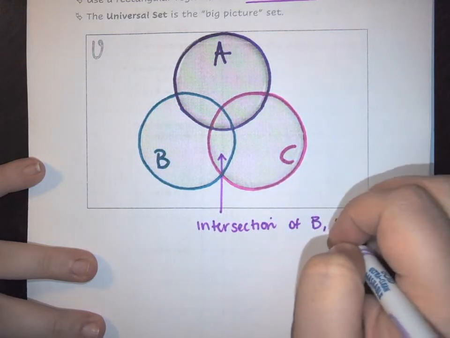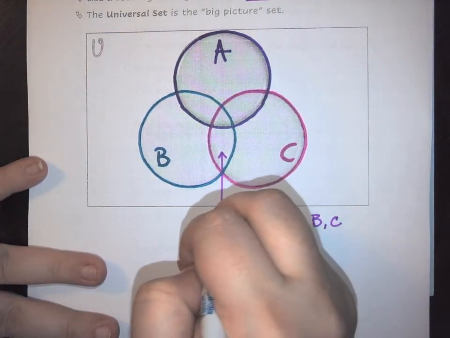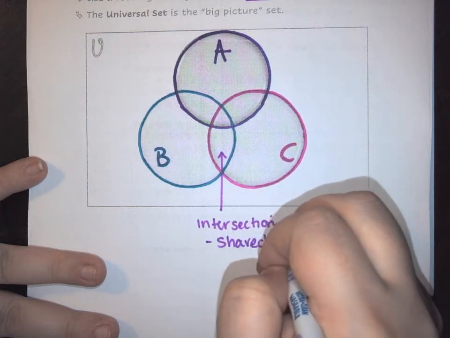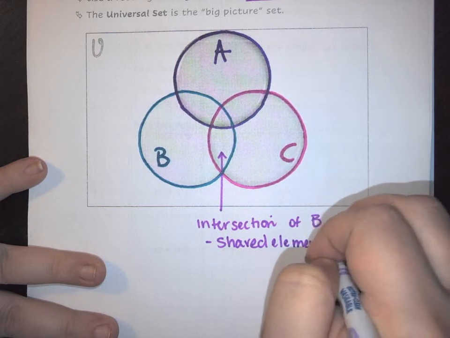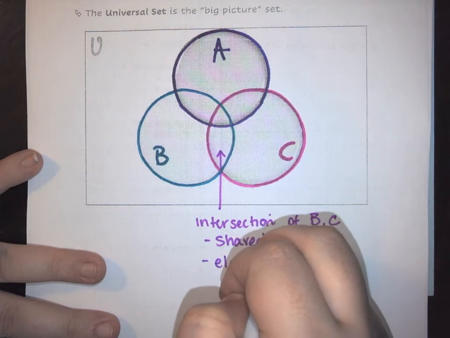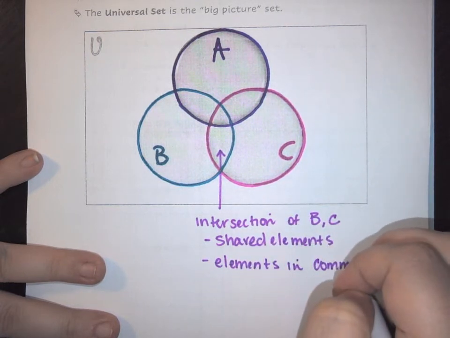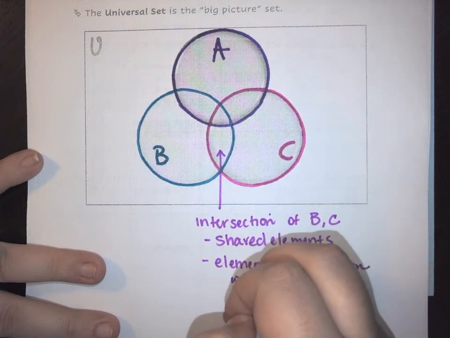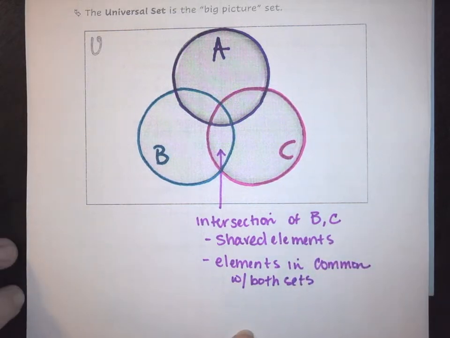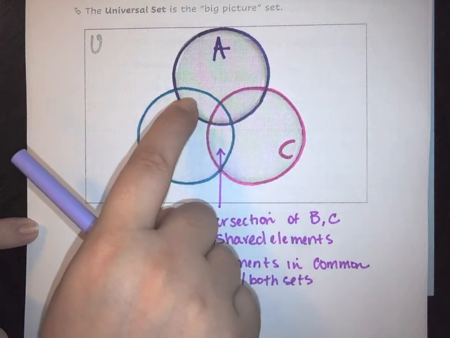So like this point right here, this would be an intersection of B and C. Essentially that means these are the shared elements. Another way we like to say it is that these are the elements in common with both sets. And you notice we can do that for all 3. We have an intersection here, here, and here.